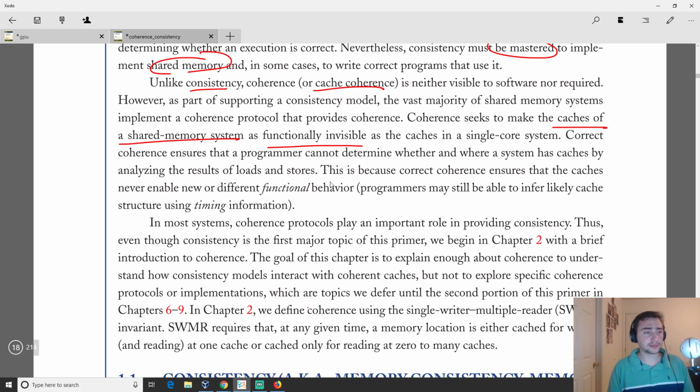So, like I said, from a correctness point of view, we don't want any new functional behavior to be introduced by cache coherence, meaning that it should behave as if there are no caches in the system. But, of course, if you actually look at timing information, you can see that you're not going all the way out to main memory for every access. So we're talking mainly from a functionality point of view.